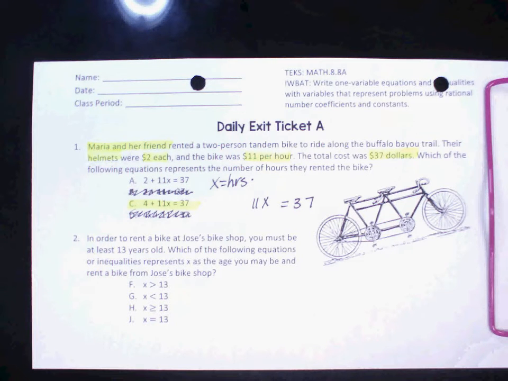Why is it C? That's the correct answer. Why is it C? Very good. A lot of you got this wrong. Why is it C and not A? Because there's what?